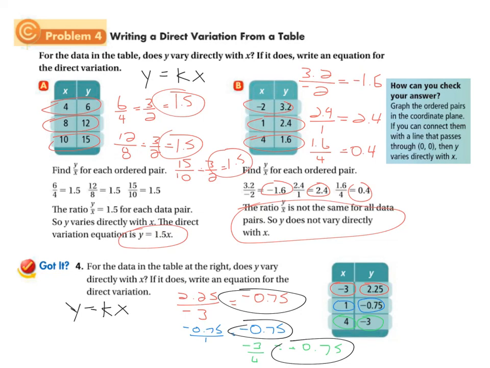Every time we get the same number, and therefore it is a direct variation situation, and that's the constant of variation, and we can then write it as y equals that number, -0.75x. That's your answer.